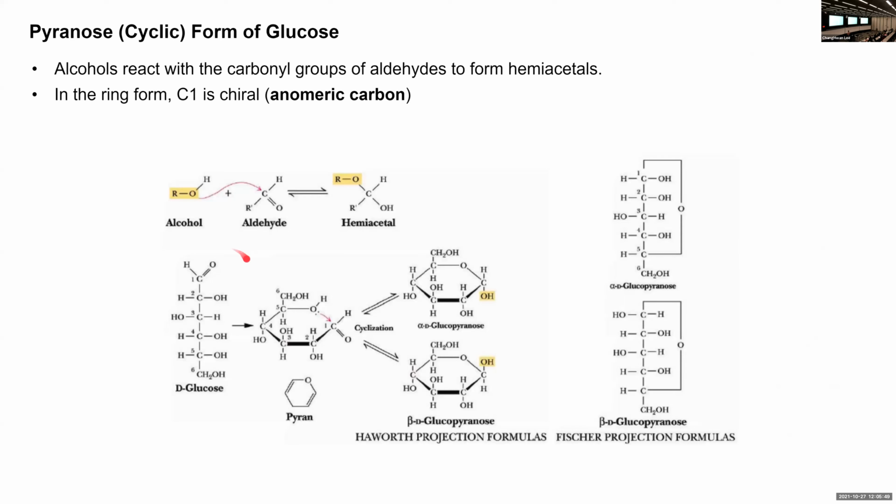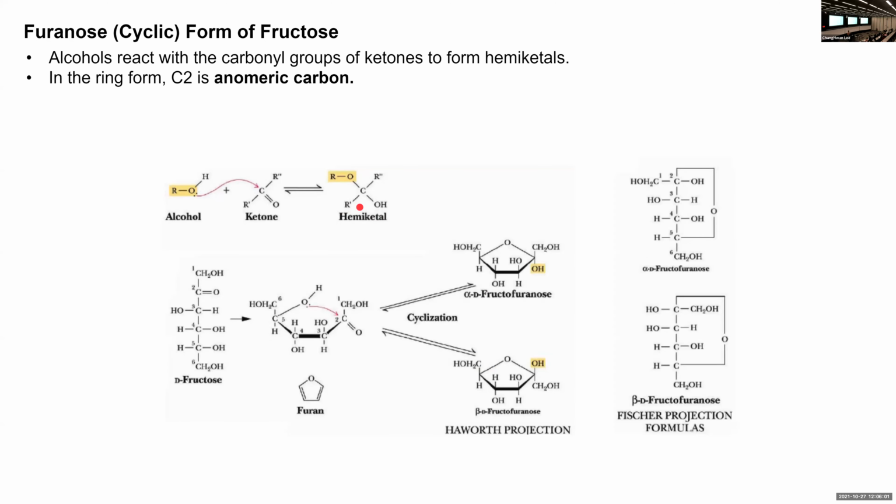We talked about the cyclic form and the alcohol and aldehyde within. So it's an intramolecular interaction to form the cyclic structure, and it makes this hemiacetal or hemiketal functional group here. And you can tell whether this is alpha or beta based on their anomeric structure.